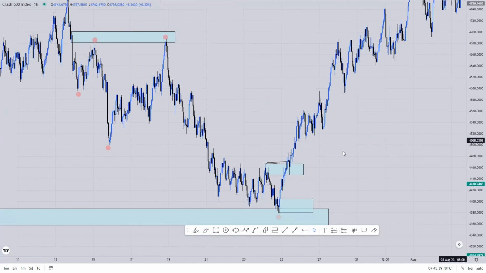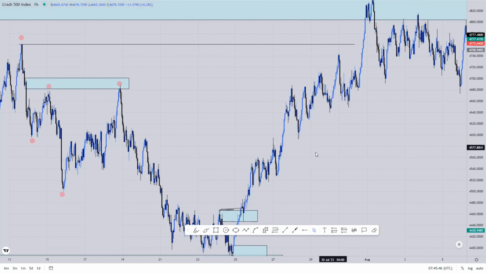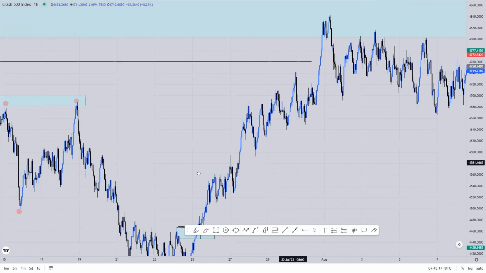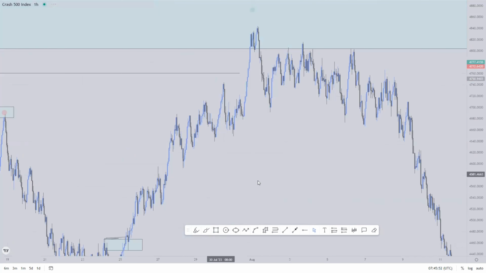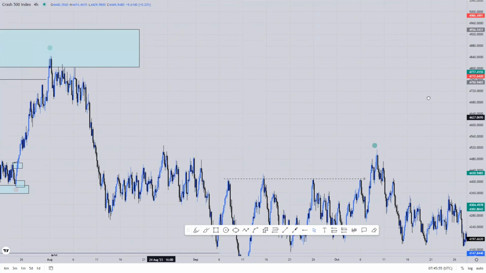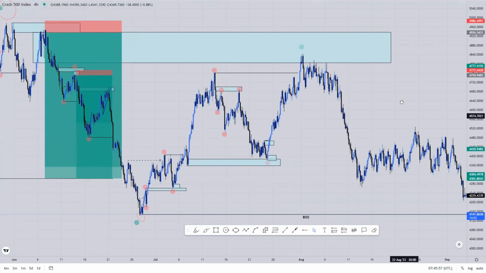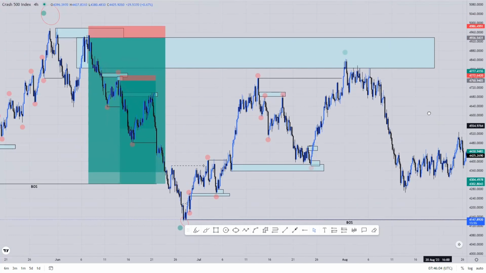So following structure, you'd have held all the way up until they took out that. The most important thing is your 4 hour structure and your daily structure. Those are very important structures, because if you don't understand what is going on there, these lower time frames, because of noise, might confuse you.